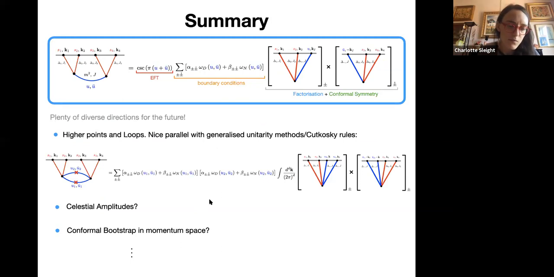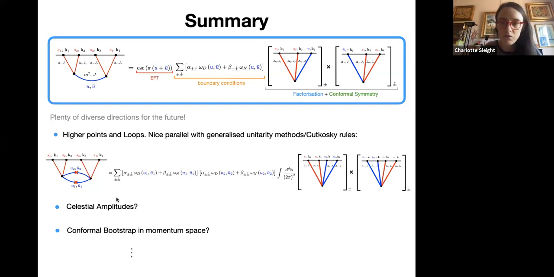The obvious next steps would be to construct higher point loops in this framework to see what one could understand. And as you would expect, a nice parallel emerges with generalized unitarity methods and the Cutkosky rules in flat space. You can see this from writing down the expression for the candy diagram in this formalism, which immediately reduces in terms of the constituent tree-level 4-point contact diagrams. So this is somewhat similar in spirit to generalized unitarity methods that have already been established in the context of AdS/CFT.